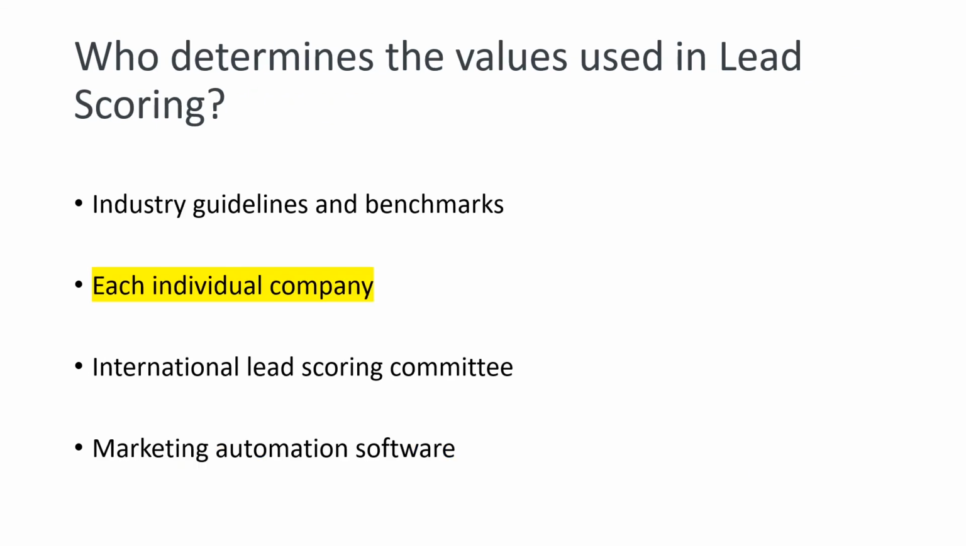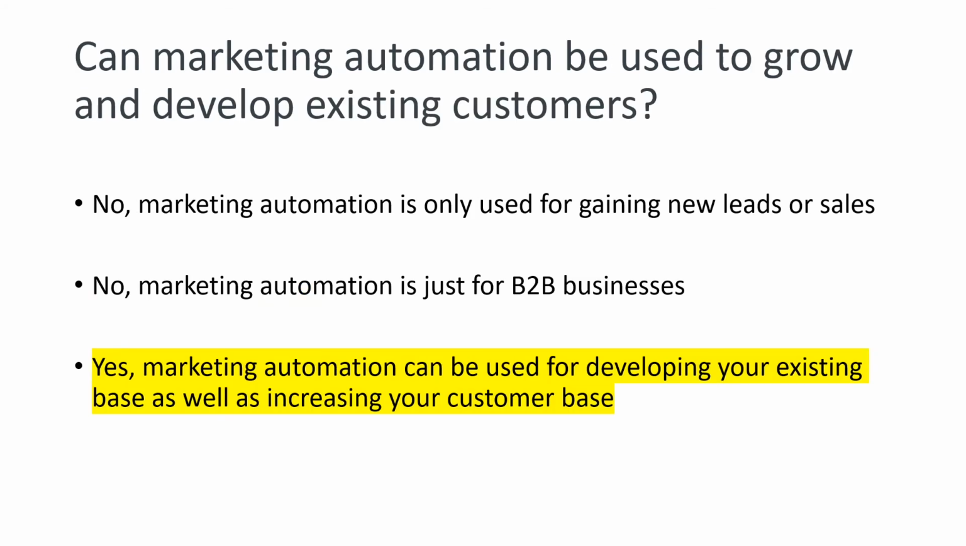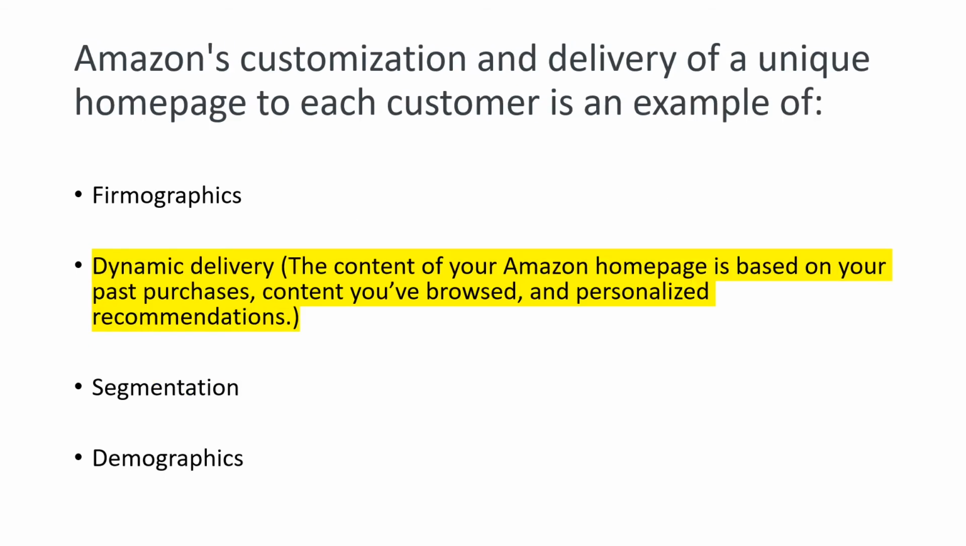253. Who determines the values used in lead scoring? Each individual company. 254. Can marketing automation be used to grow and develop existing customers? Yes. Marketing automation can be used for developing your existing base as well as increasing your customer base. 255. Amazon's customization and delivery of a unique homepage to each customer is an example of dynamic delivery. The content of your Amazon homepage is based on your past purchases, content you've browsed, and personalized recommendations.